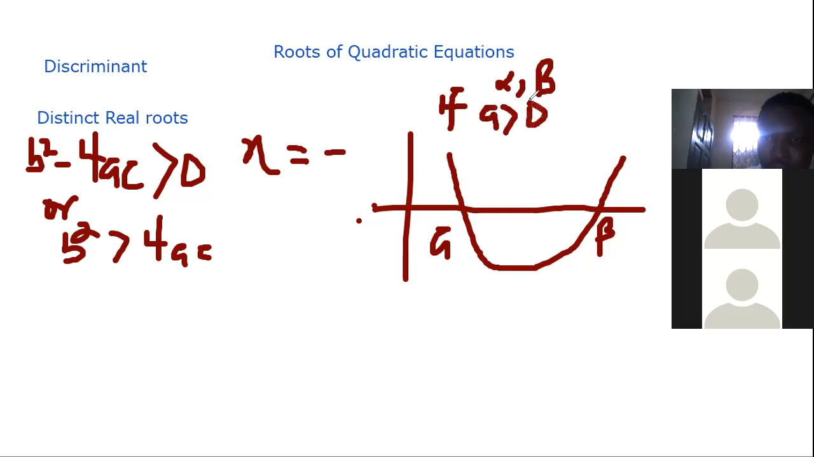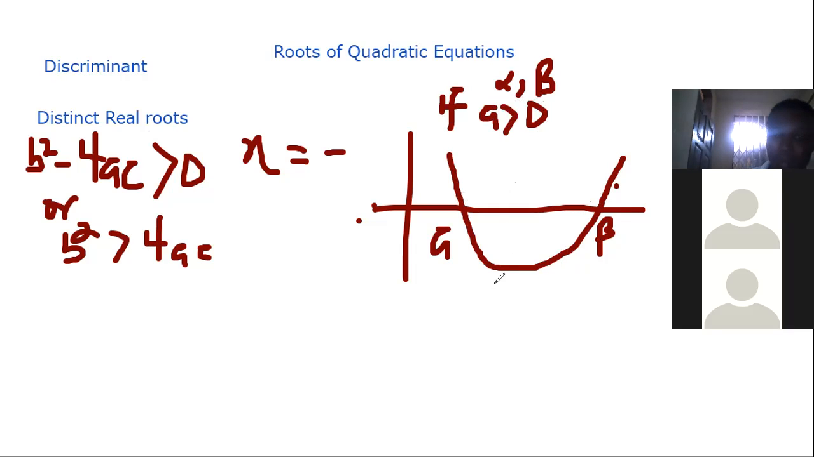That means the a of the equation is greater than 0. I'm going to teach you how to find the a of the equation. When you compare it to the general equation, you are going to find the a. When the a is greater than 0, normally this is how your graph will look. You see that the curve cuts the x-axis twice.